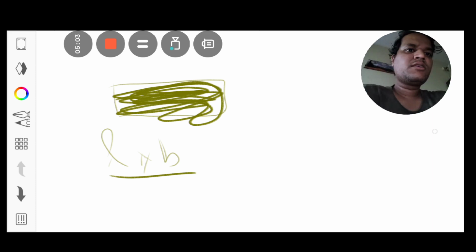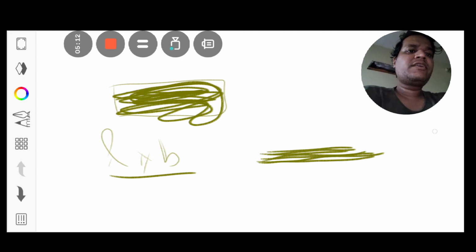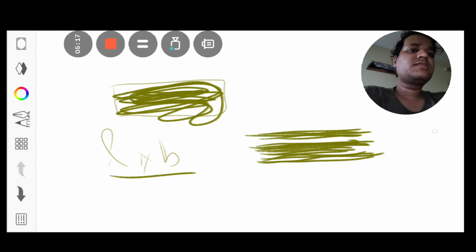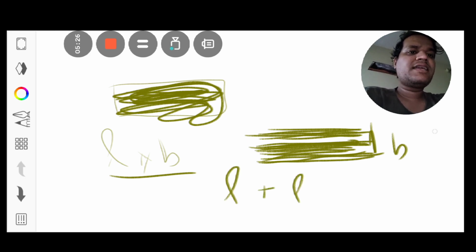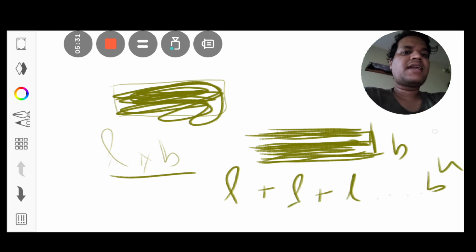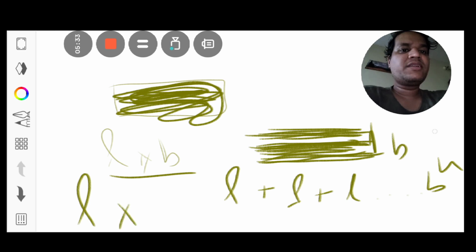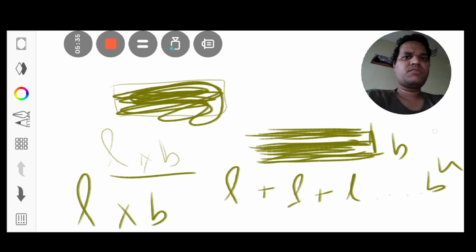What we can do is we can keep one length, we can keep another length above it, keep another length above, and keep on doing this till we reach the breadth of the rectangle. What does it mean? We have to add lengths. All of these are lengths. We have to add lengths b times. That means the area would be length into breadth. That's how you get the formulas.